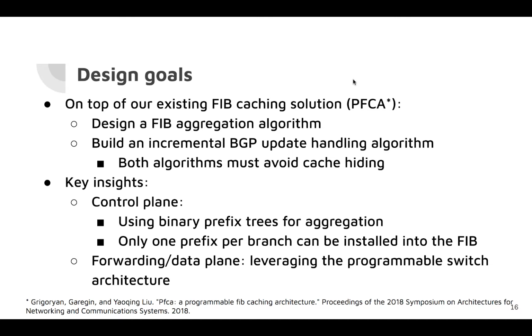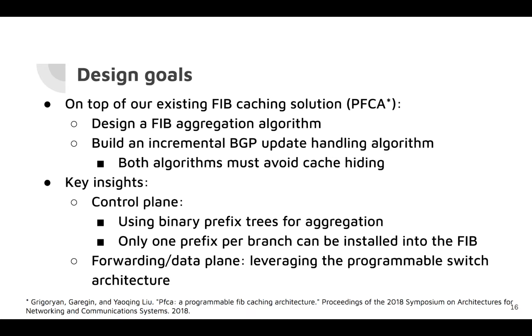So let me summarize the design goals we set before we started working on this project. On top of the existing FIB caching architecture, PFCA, we wanted to design a FIB aggregation and incremental BGP update handling algorithms. Both algorithms needed to avoid generating overlapping routes and hence prevent cache hiding.